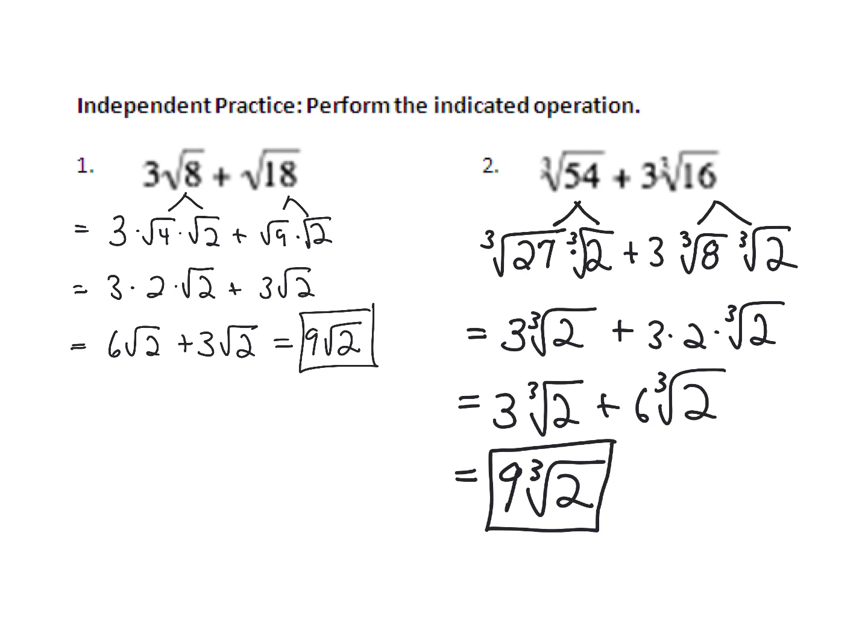Alrighty. Take a little second to self-assess there. Take a little personal inventory of your skill set. First one there is 9 square roots of 2. Second one is 9 cube roots of 2.